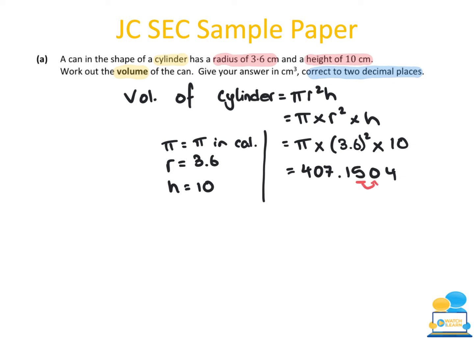So my final answer for the volume of this cylinder can is 407.15, and our units are centimetres, and we're talking about volume, which is cubed, to the power of 3.